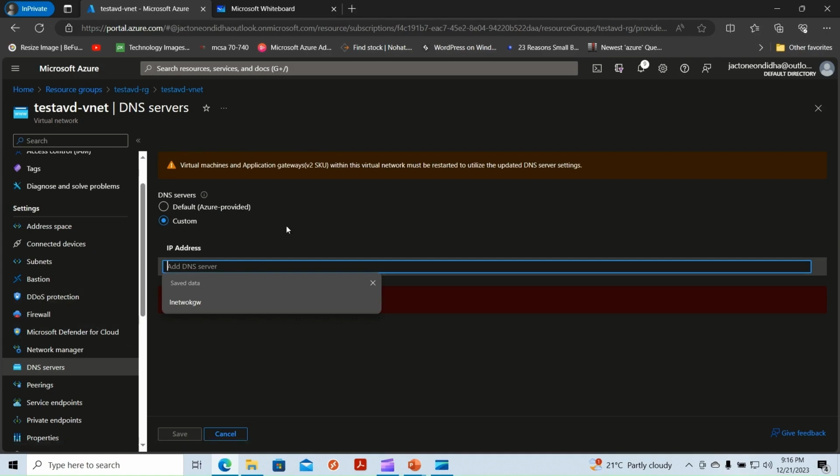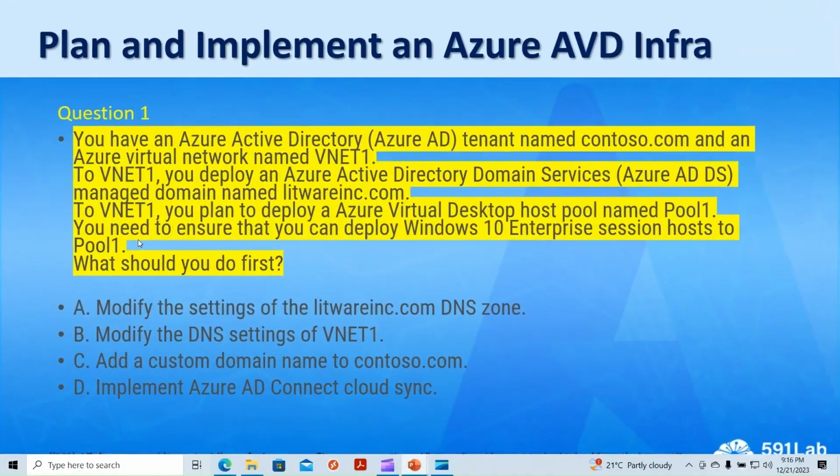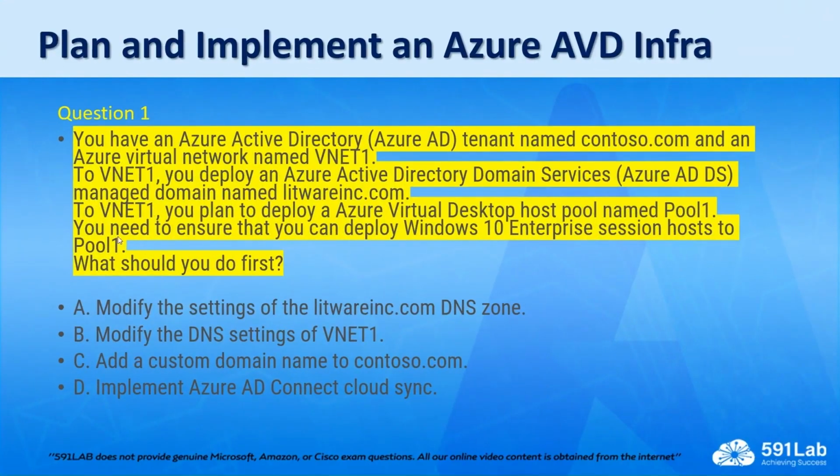So reverting back to the question, it was asking you need to ensure that you can deploy Windows 10 Enterprise session hosts to pool 1. This pool 1 is sitting on VNet 1. So if it is sitting on VNet 1, this VNet 1 needs to join the managed domain.